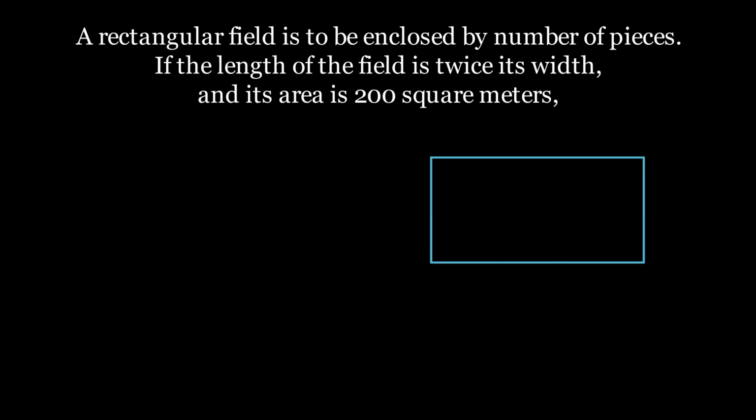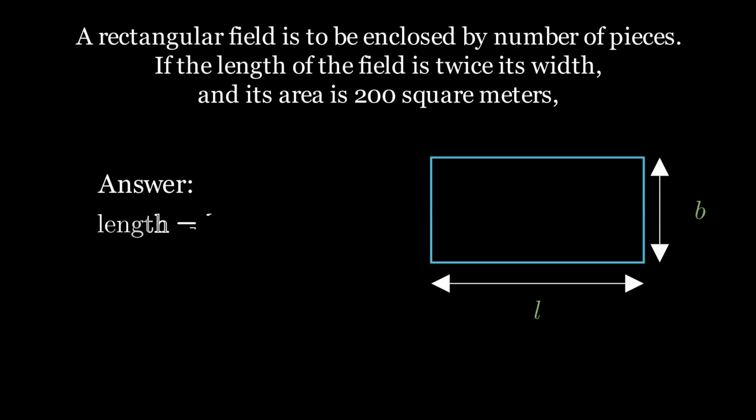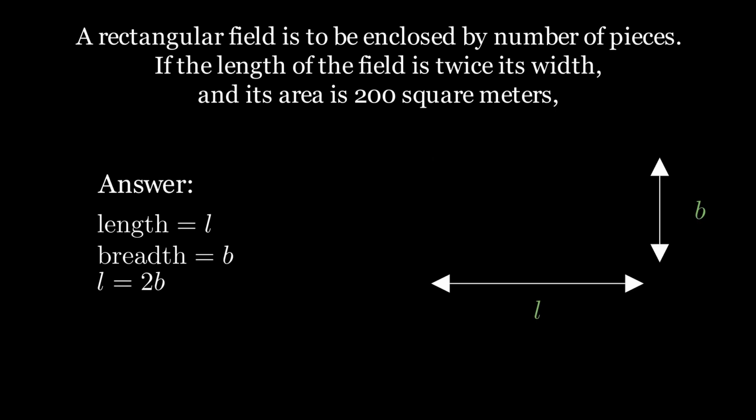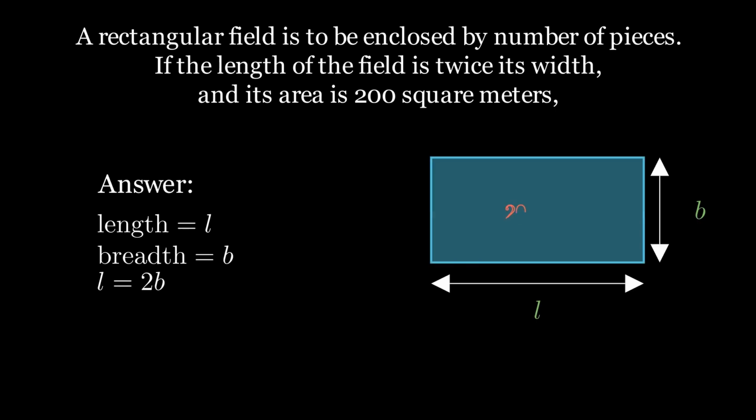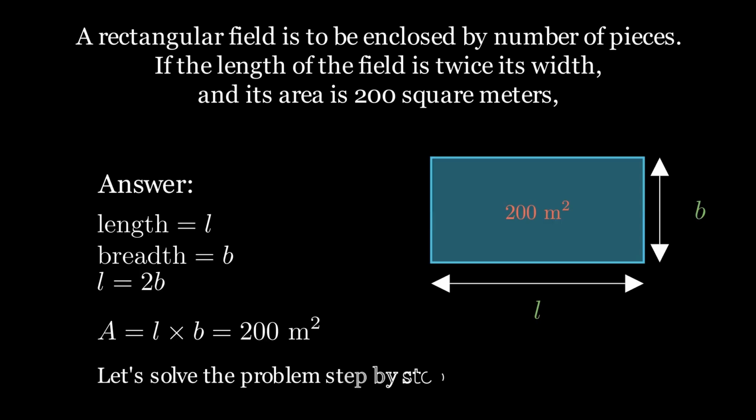Let's visualize the problem with a rectangle representing the field. The length and breadth of the field are denoted as L and B respectively. Given that the length is twice the breadth, we can write L equals 2B. The area of the field is given as 200 square meters. Let's solve the problem.